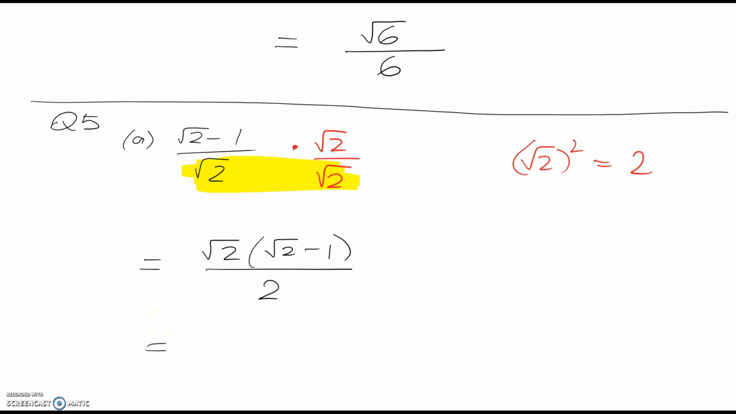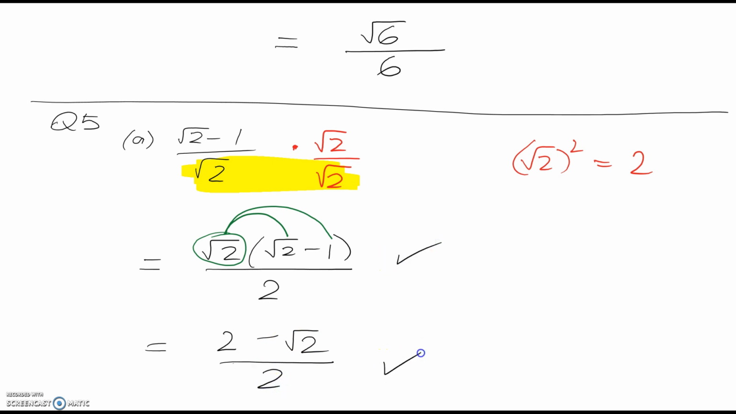If I expand the top, we use the rule that says you multiply what's out the front to the first and what's out the front to the second. So let's do that. To the first, root 2 times root 2 is 2, as we've seen. And to the second, root 2 times minus 1 is minus root 2. So either of these are correct.